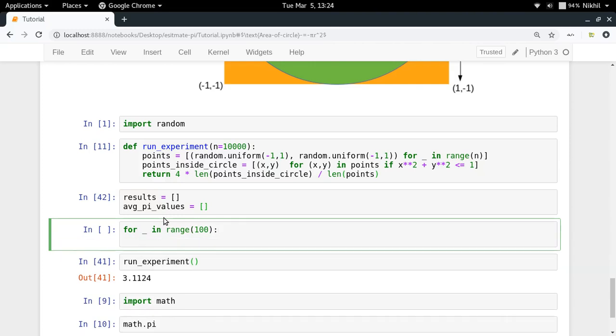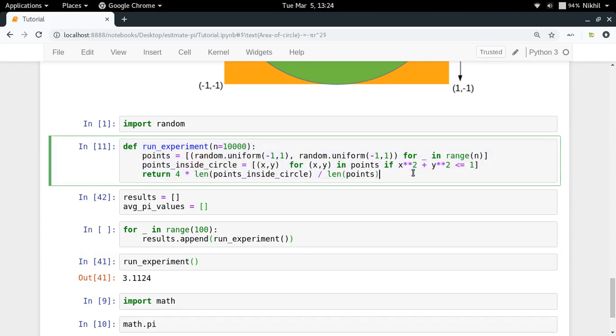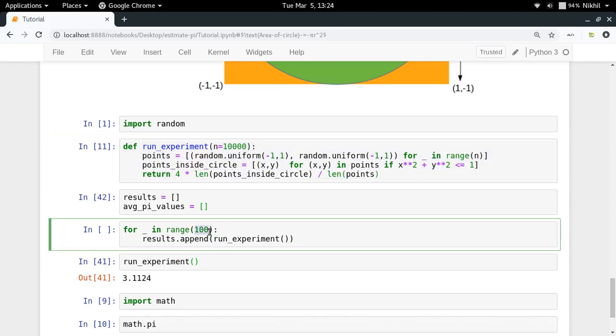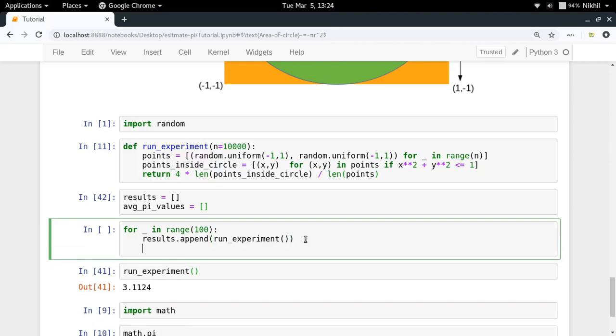So let me repeat my experiment 100 times. I will save all the results in my results list. So what I'm doing is I am repeating the experiment of throwing the dart 10,000 times, 100 times. So actually I am doing it 10 raised to power 6 times, right? So a million times. I will also find the average pi value that I get after I have repeated the experiment 1 time, 2 times or 3 times and so on.